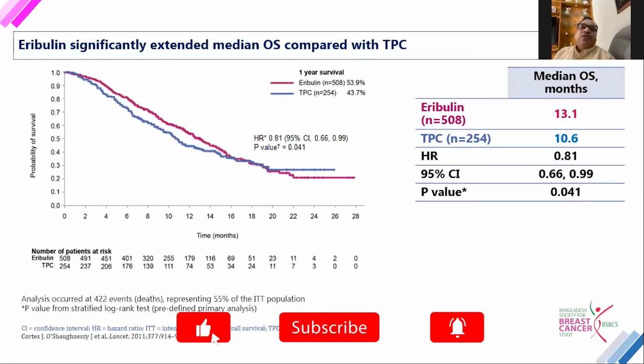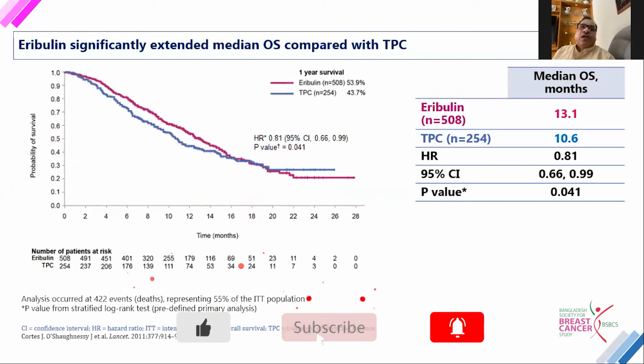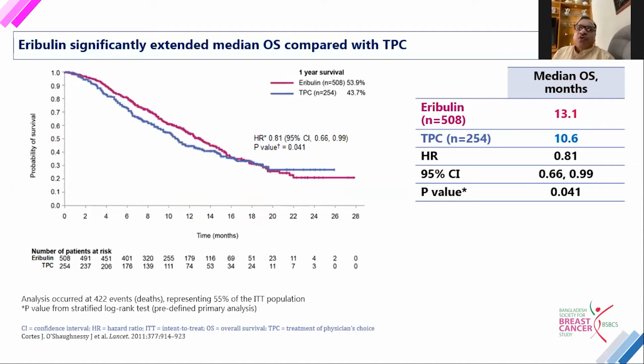If you look at this graph, we see here in the Eribulin group the 1-year survival is 53.9%, and in the treatment of patient choice it is 43%. The Eribulin group is better than the treatment of patient choice. In the patient choice group, the median survival is 10.6 months. It is more than 15 in the Eribulin group.